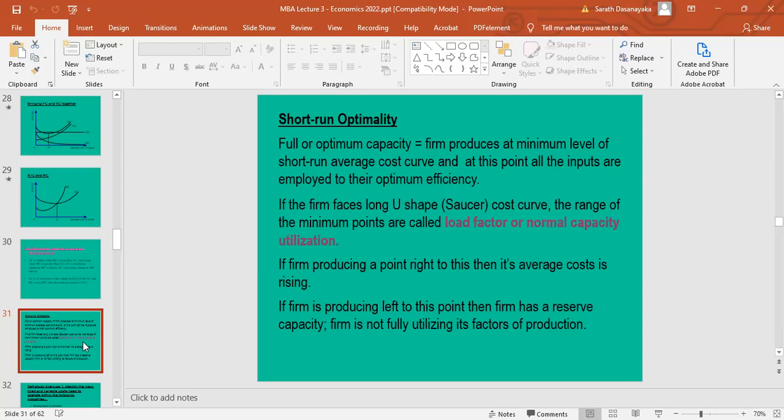If a firm is producing at a point to the right of this, then its average cost is rising. If the firm is producing to the left of this point, then the firm has reserve capacity; it is not fully utilizing its factors of production. By analyzing the short-run cost curves, we can see a lot of policy prescriptions. Sometimes a company comes and says to you, look, earlier I was making a profit, I am not making a profit now. Can you help me? This problem may be there: they are working in the wrong place of the short-run cost curve. So you analyze, and thereafter you give them a prescription. You tell them to go to this place, and then they are back in the business.